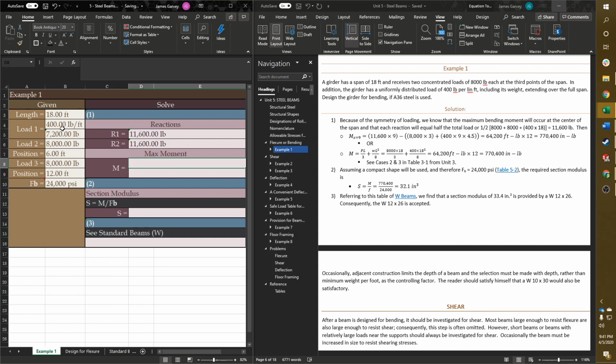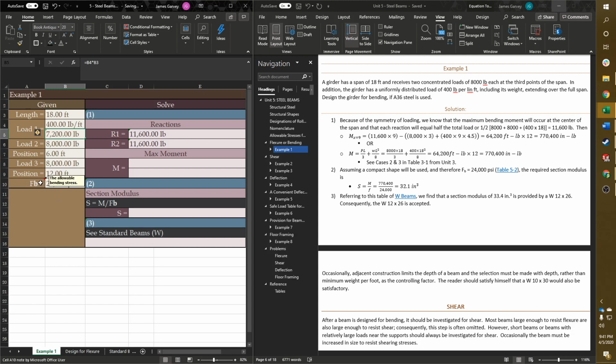I've already filled that out here on the Excel file that you'll be downloading. I split the load one, that's going to be my distributed load, to having just the pounds per linear foot and then the calculated total weight of it. So you can use those as you wish. Then everything else is kind of laid out the same way.